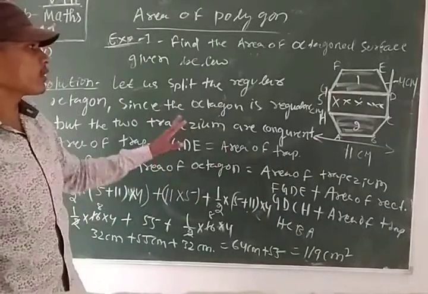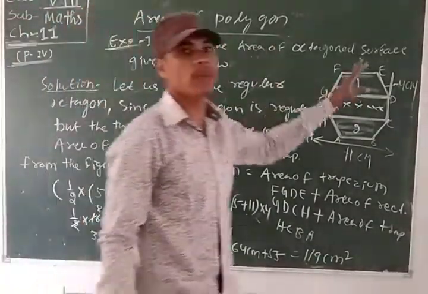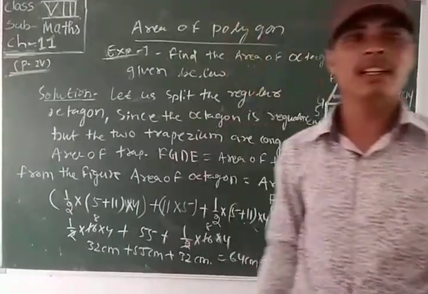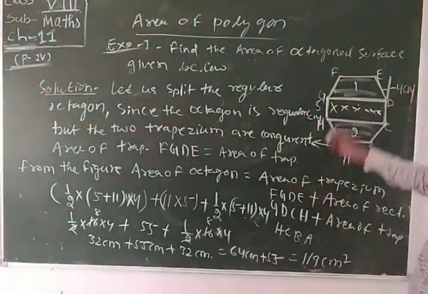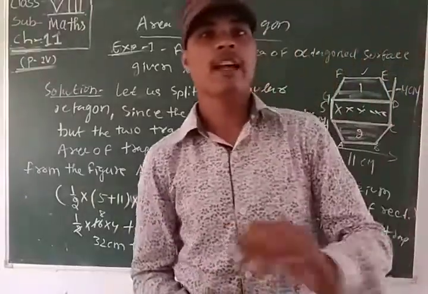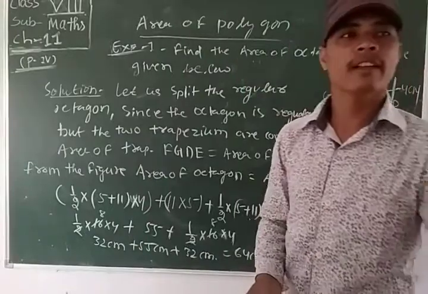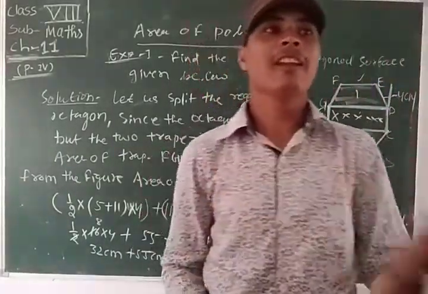Clear about it? How can you find the area of a polygon? That means if any polygon is given, then we can split it and find the area. So dear students, I hope you learned how to find the area of special kinds of quadrilaterals, and the area of polygons.